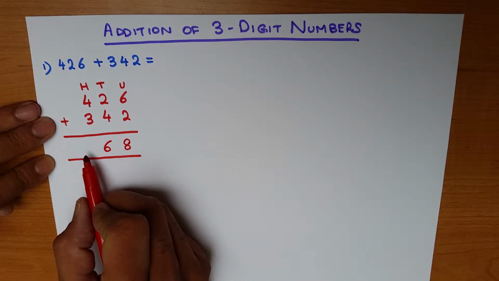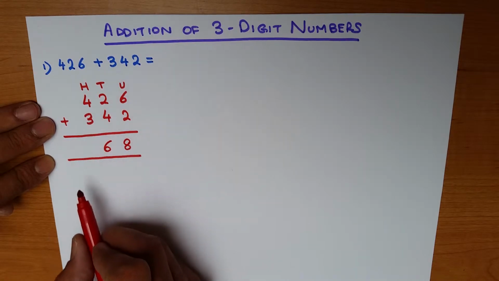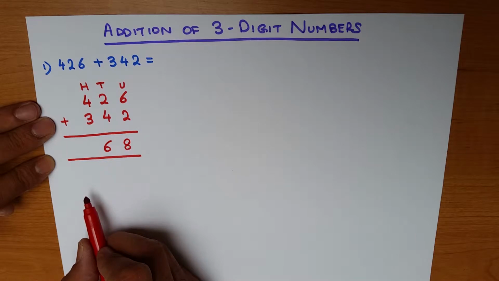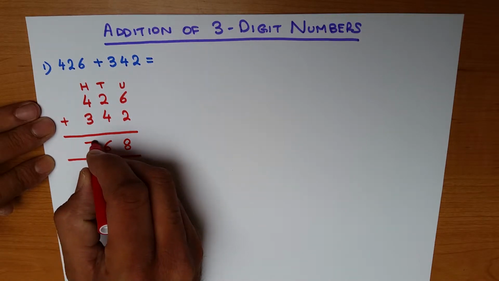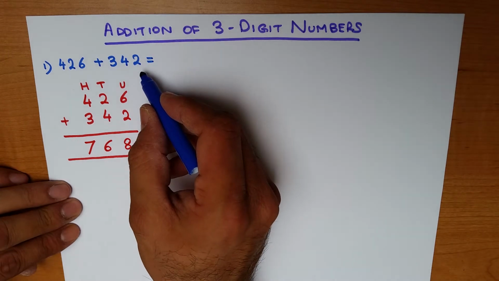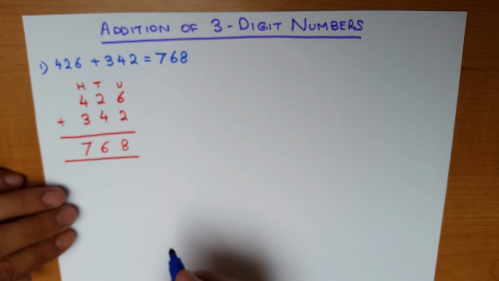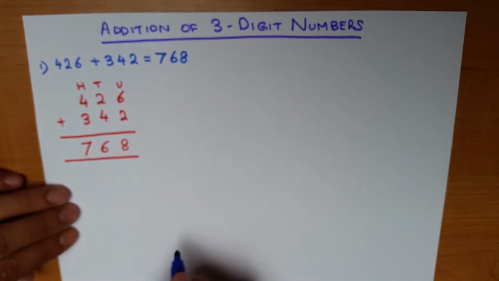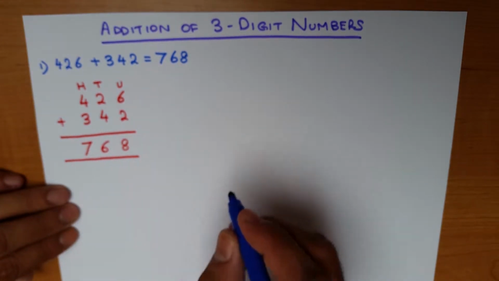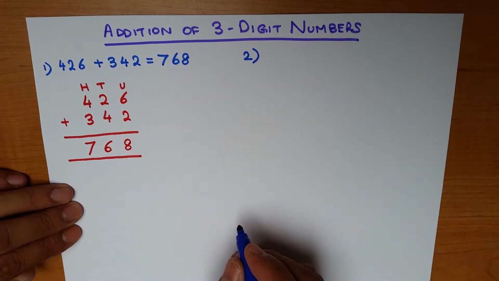Now we do the hundreds column. What is 4 plus 3? 4 plus 3. That's right. It is 7. So 426 plus 342 is 768. That was nice and easy, wasn't it? Now let's work through another example where one of the columns will add to 10 or more.